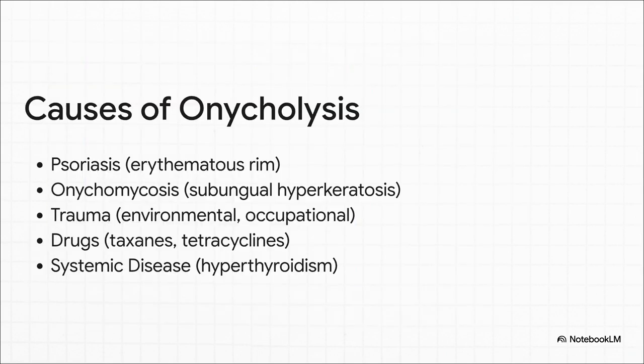Now, the tricky thing is, the list of potential causes is huge, which is why you have to look for other signs. Do you see an erythematous border? That points you towards psoriasis. Is there a lot of subungual hyperkeratosis? You should be thinking onychomycosis. And of course, we always have to consider drugs, trauma, and even systemic diseases like hyperthyroidism.